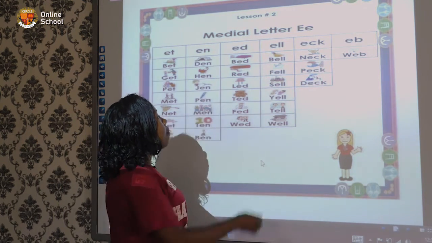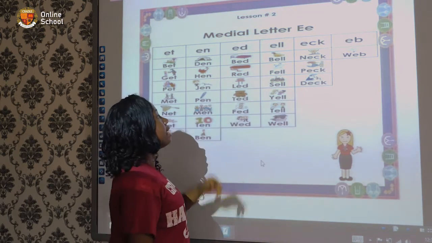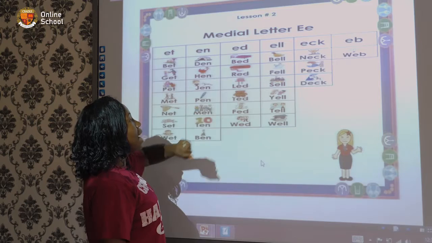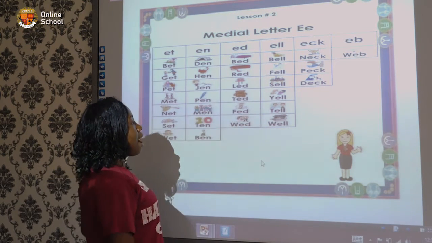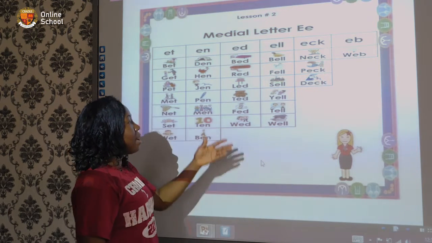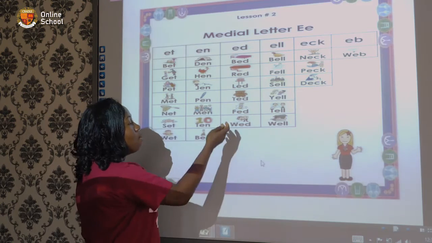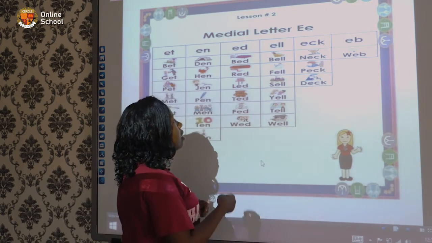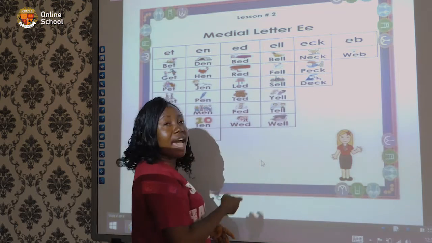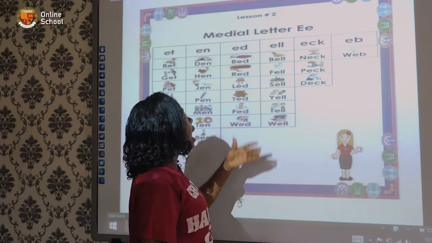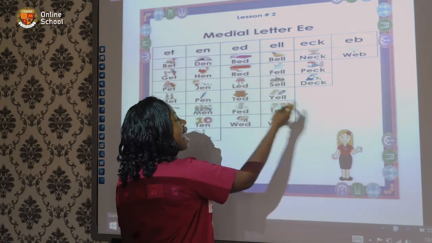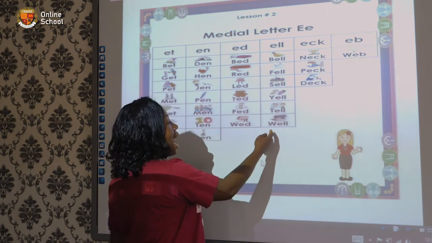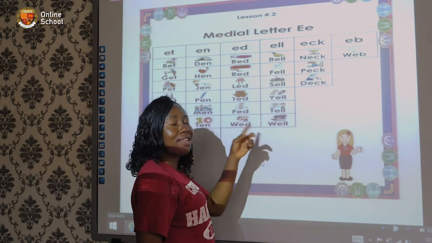Okay, we go to ed. Now if we have letter b added to ed, we have b, ed, bed. And we have red. We have led. And we have ted. We have fed. We have wed. We'll go to el. When we come to this place, we have b added to el. We have b, el, bell. We have f, el, fell. We have s, el, sell. We have y, el, yell. We have t, el, tell. And we have the last one here for el. We have w, el, well.